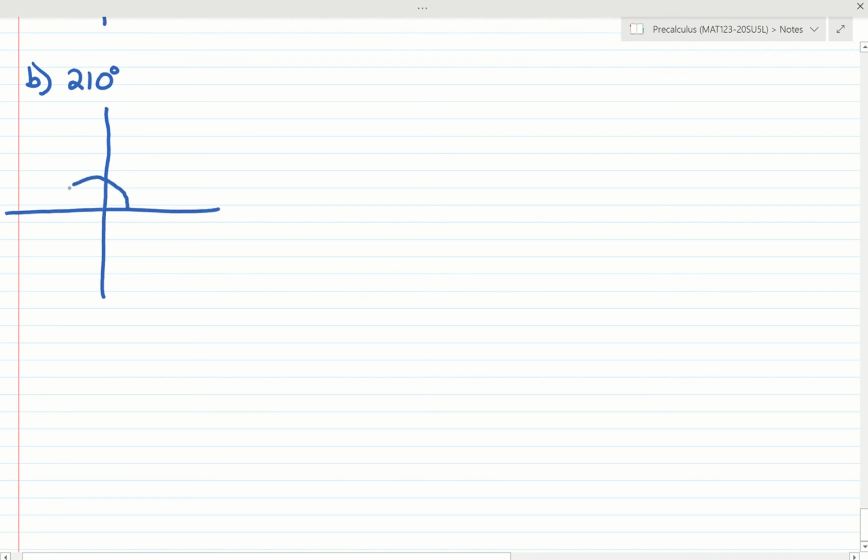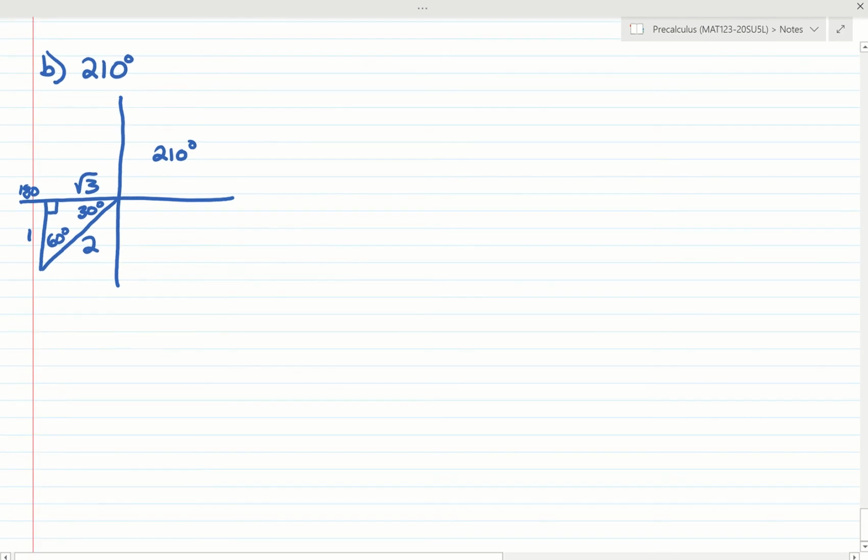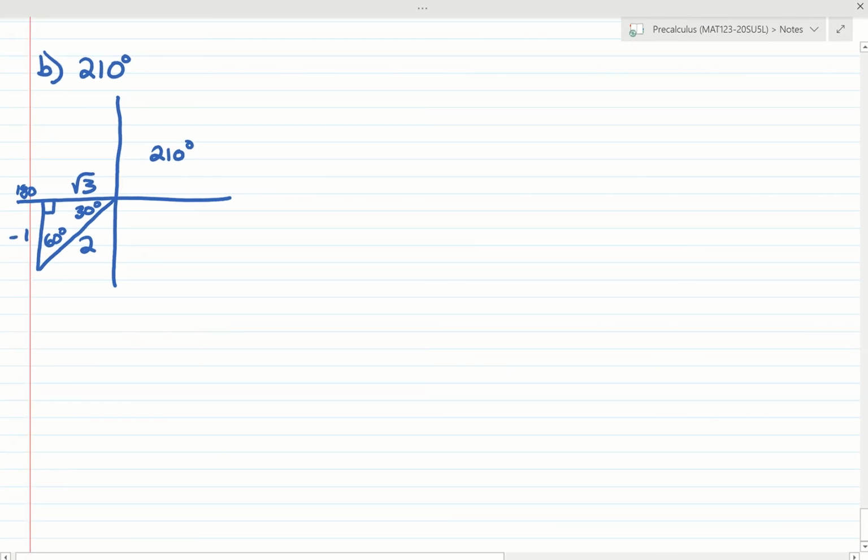So we're going to pass 90, we're going to pass 180, 210 puts us somewhere over here. What would be the reference angle? Well, the fastest way back to the x-axis from 210 is 30 degrees. So we have another 30, 60, 90. 1 is opposite the 30, 2 is the hypotenuse, root 3 is the other side. But remember, anytime we're drawing triangles and we go down or left, that side has to be negative. So we're going to have sine. So the sine of 210, the cosine of 210, I'll just set it up here.